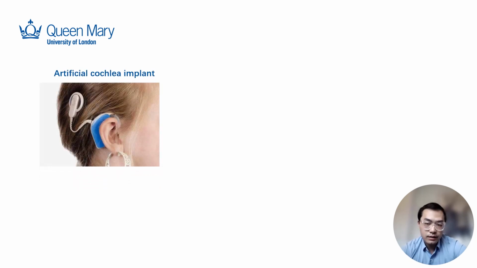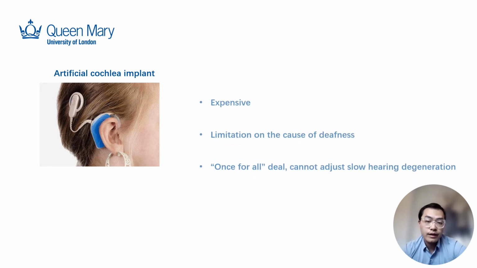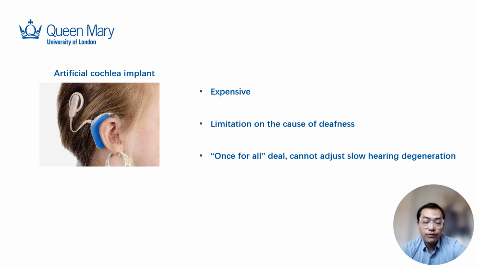Medical surgical implants are one of the solutions, but they have several problems. First of all, they are really expensive, not affordable for everyone or every family. Secondly, they are limited by the cause of deafness; they can't cure deafness from all causes. Finally, it's a once-for-all deal. It can't adjust to slow hearing degeneration, which will happen to every one of us with age.